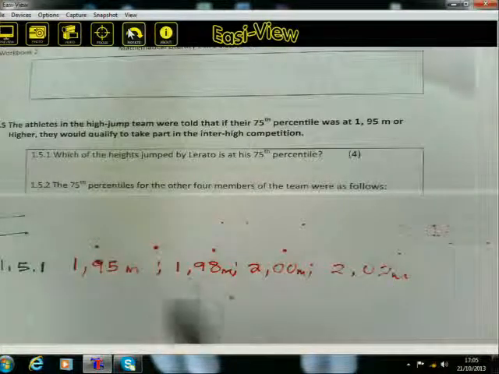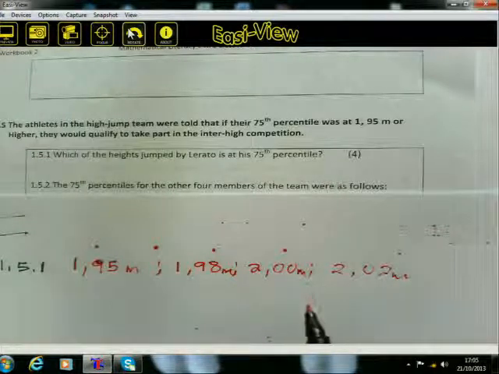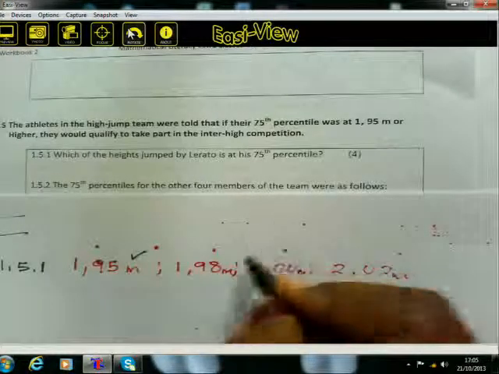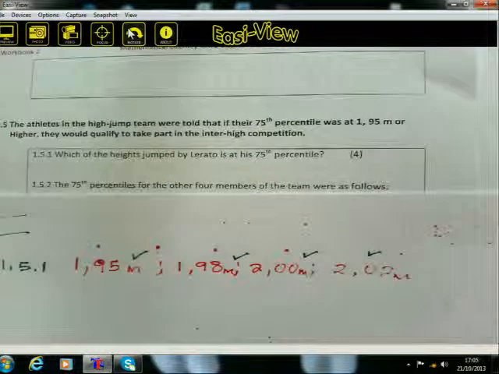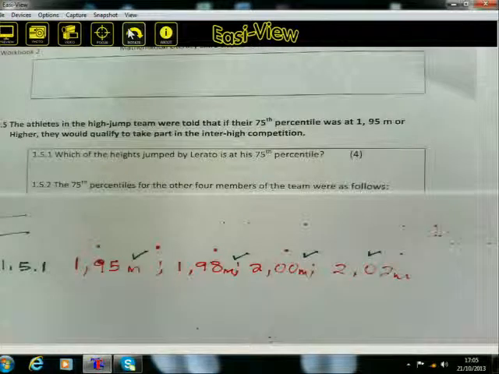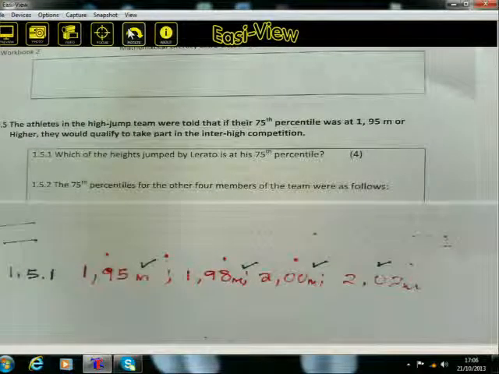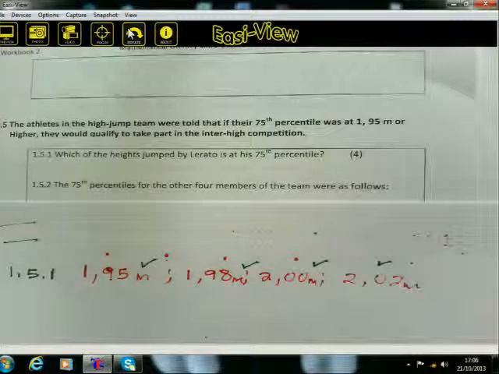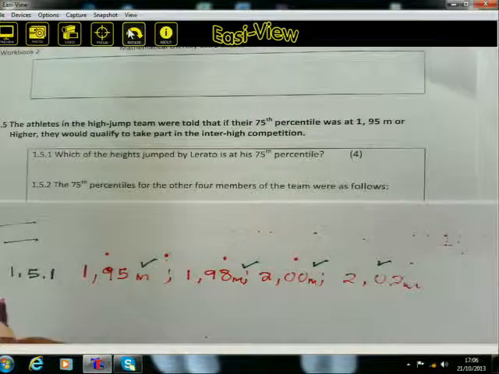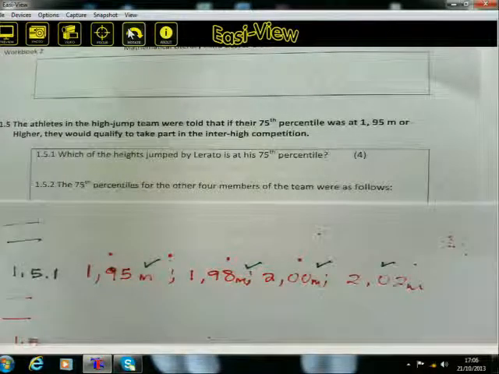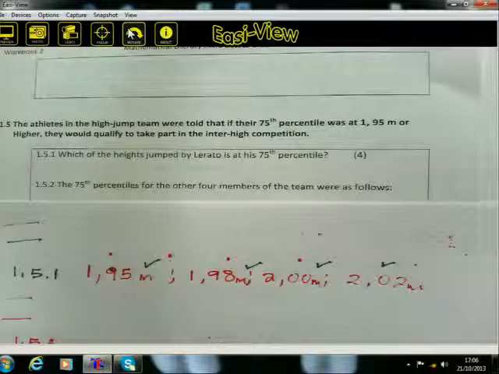So for giving us those heights, you will be allocated 4 marks, 1 mark for each right answer. So we are moving to 1.5.2. Remember, skip a line.